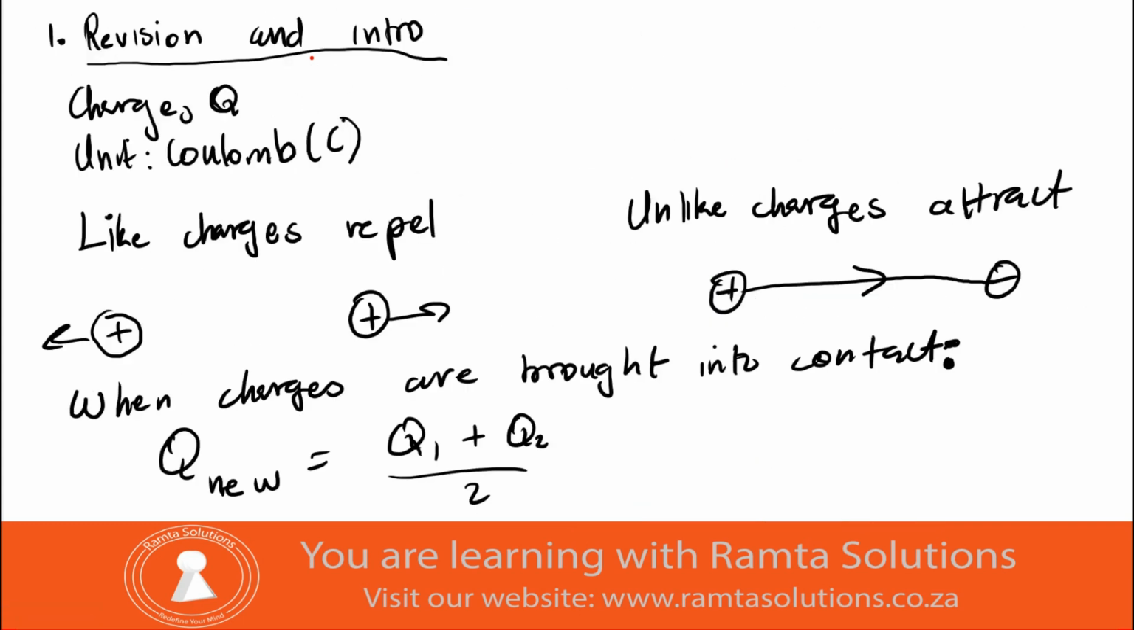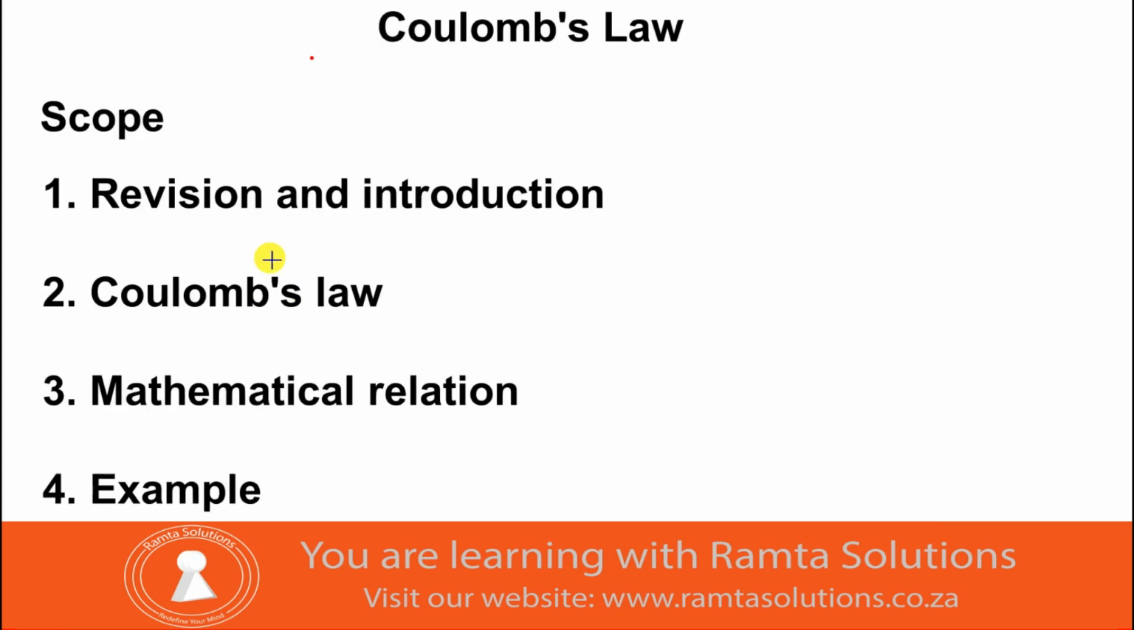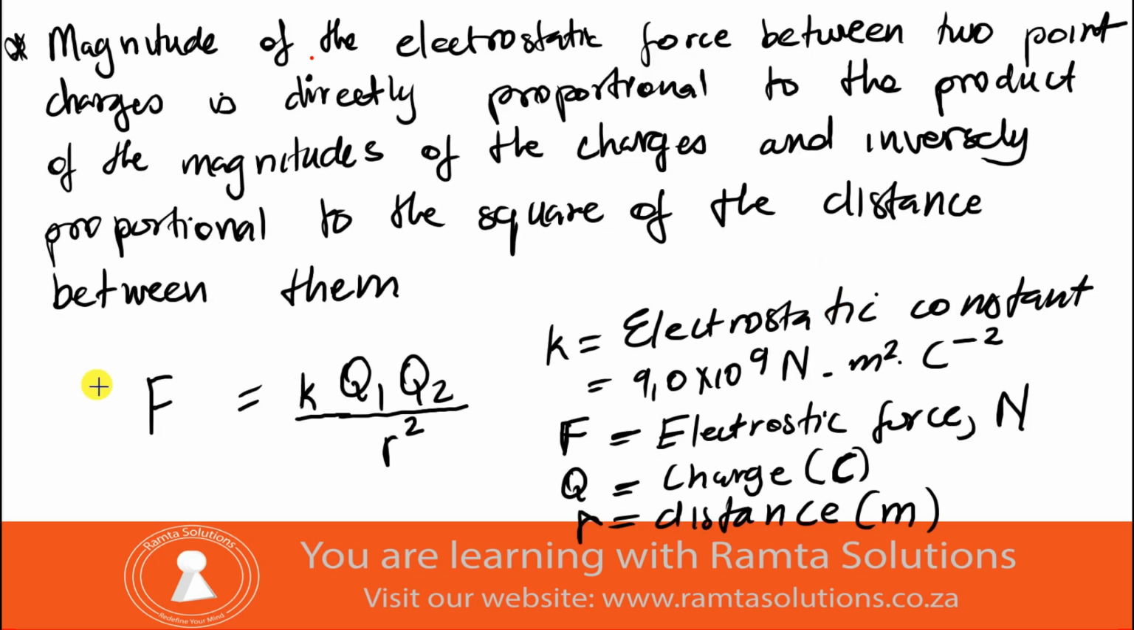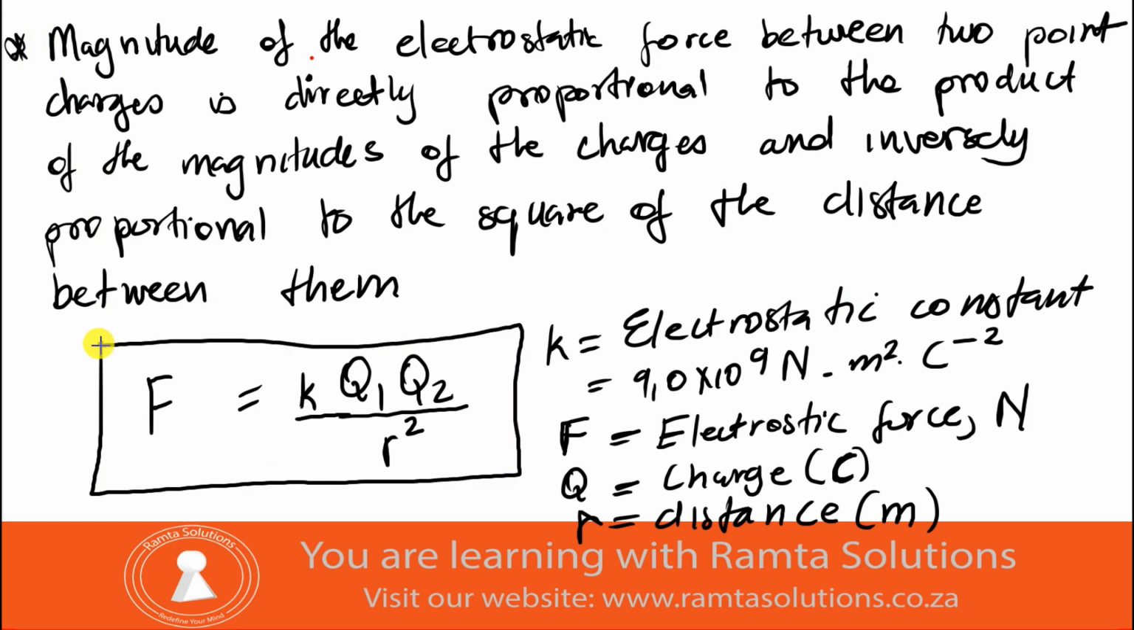So check how far we've come now. Revision, done. Coulomb's law, done. Now we need to look at the mathematical relationship. So now we are done. So this is the formula that you're going to use.